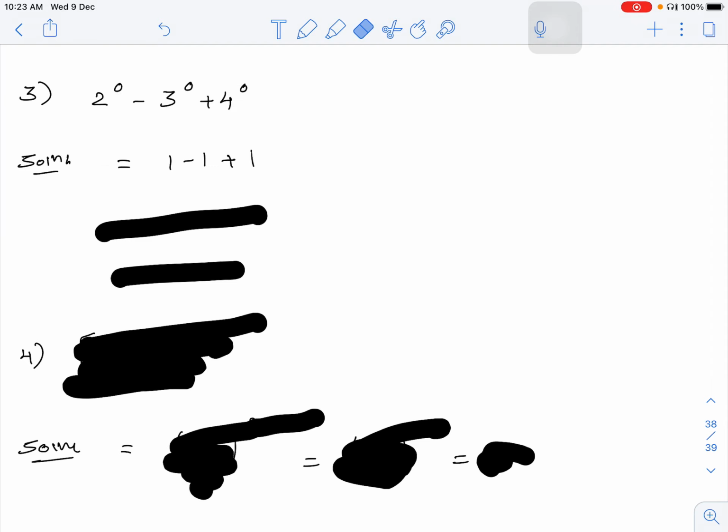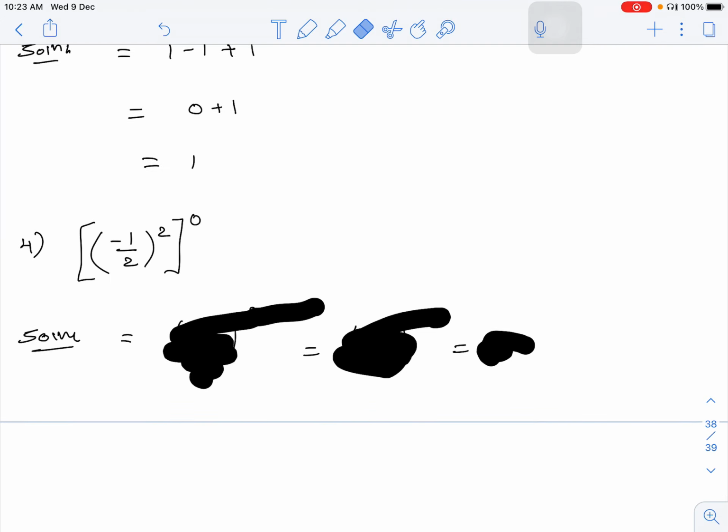Now we have 2 raised to 0 minus 3 raised to 0 plus 4 raised to 0. So 2 raised to 0 is 1. 3 raised to 0 is 1. 4 raised to 0 is 1. Okay. So what will be our answer? Now 1 minus 1 will be 0, plus 1. So our final answer will be 1.